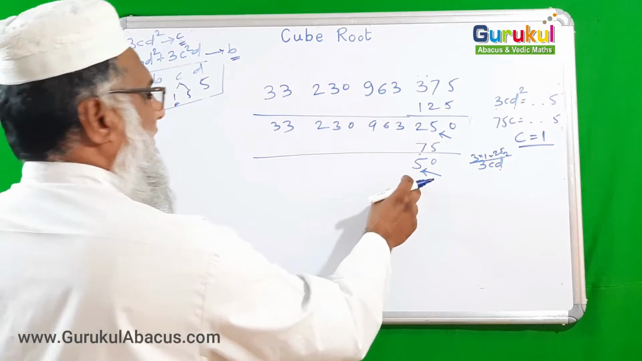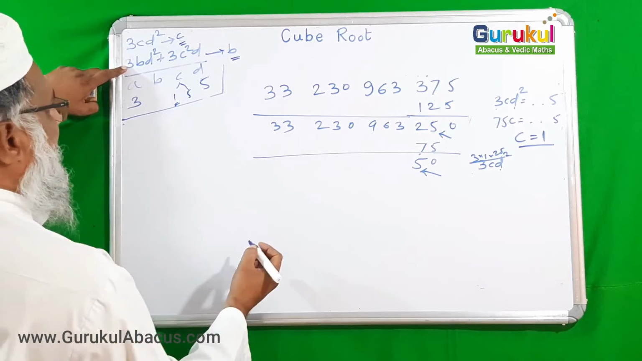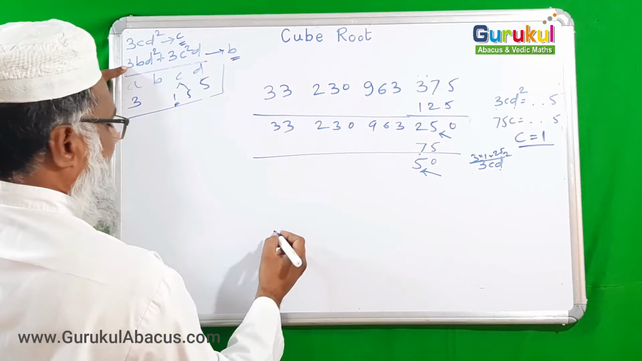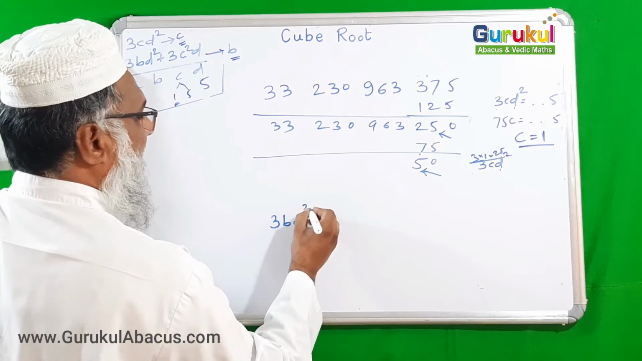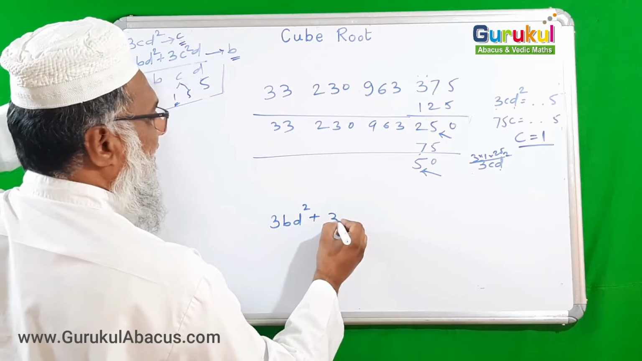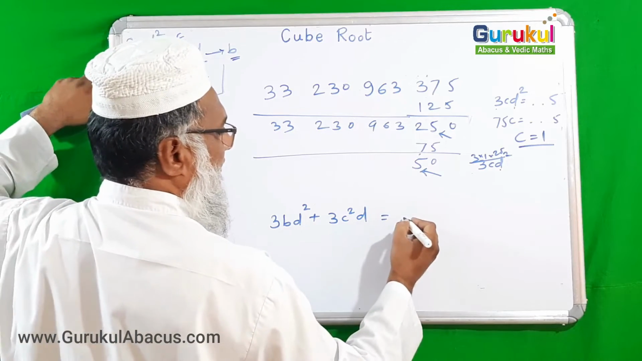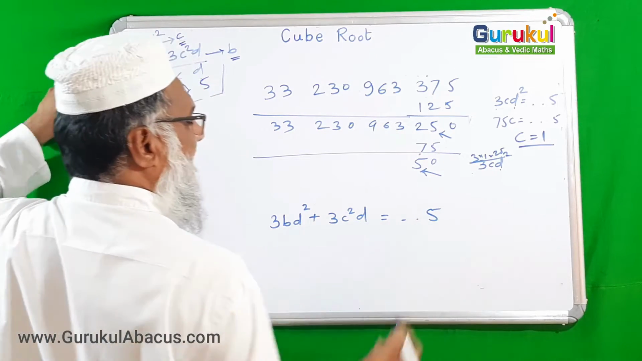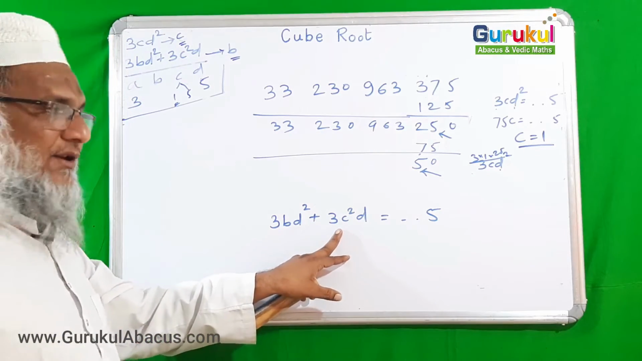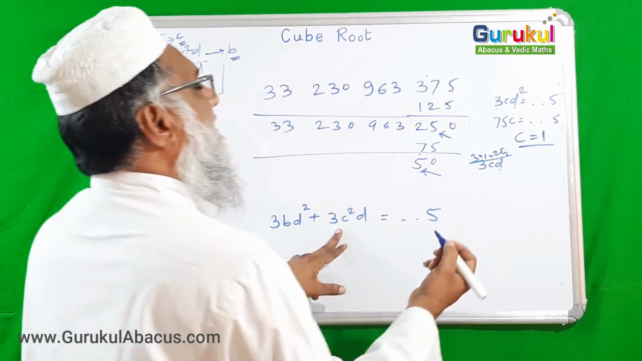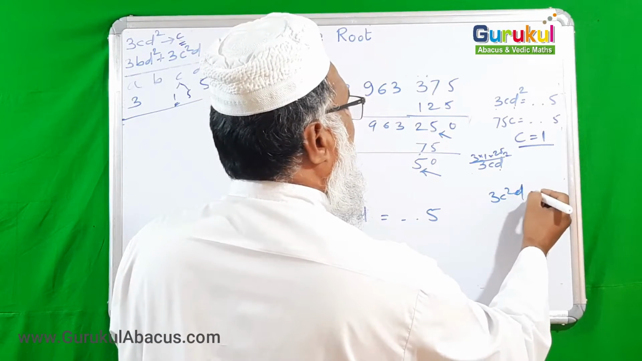What is the ending digit of our second term? What is our second term? That I want to write here: 3bd square plus 3c square d is equal to our ending digit, which is 5. Now we can find the value of 3c square d.